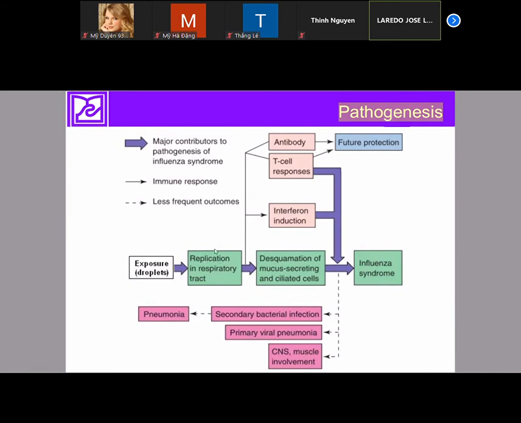When the virus is replicating at the respiratory tract, the immune system starts working. And the immune system, the innate immune system and the adaptive immune system, both start to fight against the infection. What about the innate immune system? Remember, the innate immune system contains cells and molecules, and one of them are interferons. Interferon alpha and interferon beta. Interferon alpha and interferon beta are important molecules to fight against viruses.